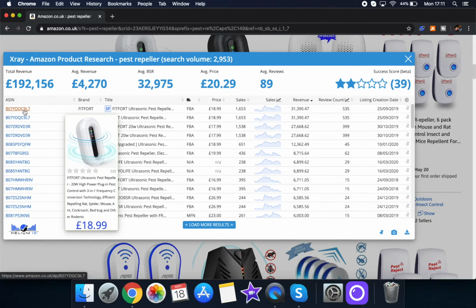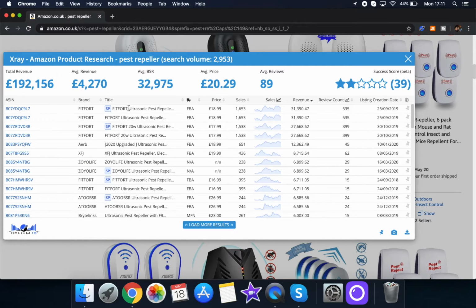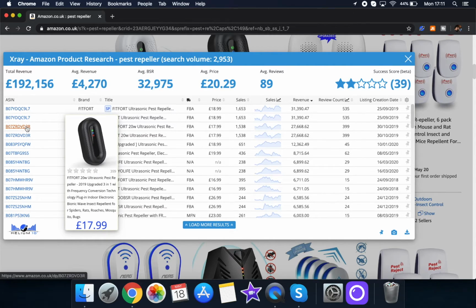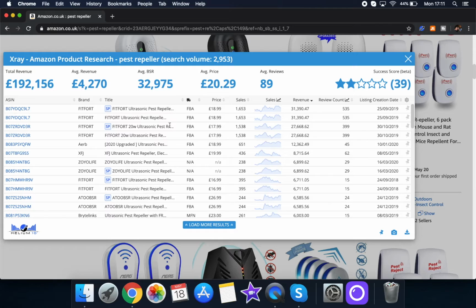As you can see here, this is a particular product that sells the most. Now there are actually two listings of exactly the same product. One is a sponsored ad. The second one is organic, from the same seller and the same brand. So these two products, the best selling pest repellers in this particular niche, are owned by the same brand.